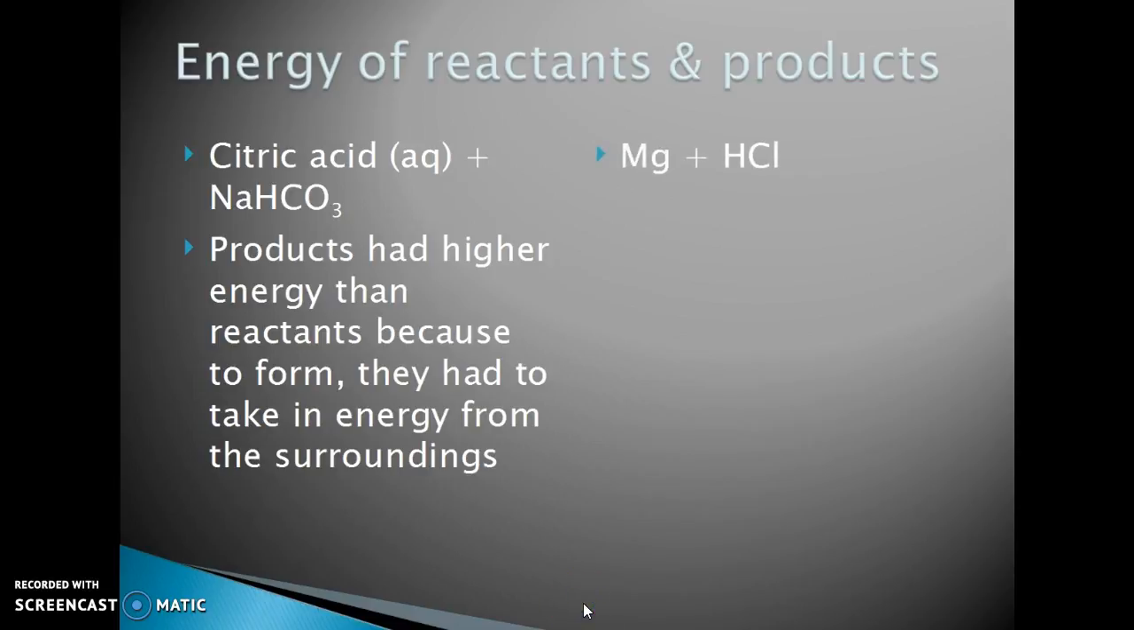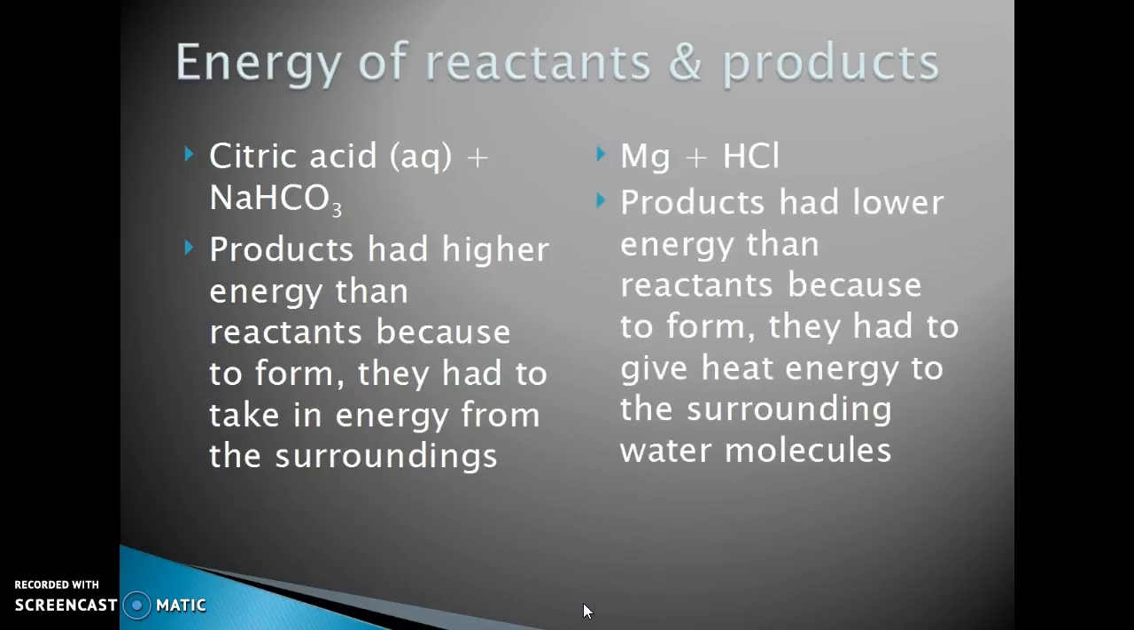With the magnesium and hydrochloric acid, the products must have had lower energy than the reactants because in the process of formation, they gave up heat energy to the surrounding water molecules, which started moving faster because their kinetic energy went up.